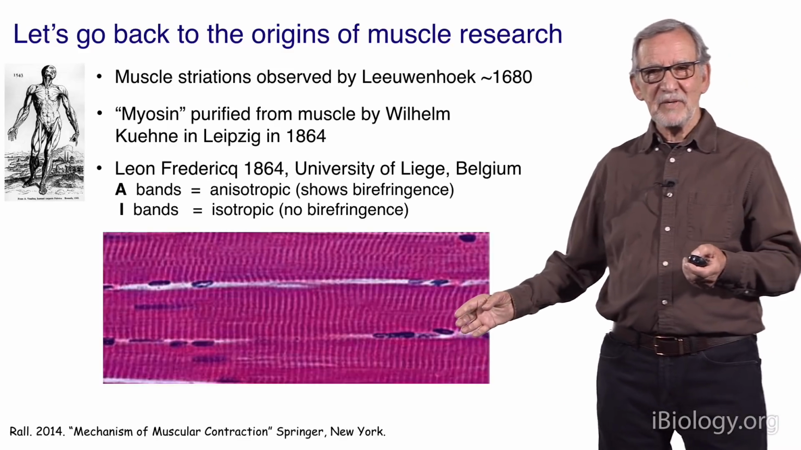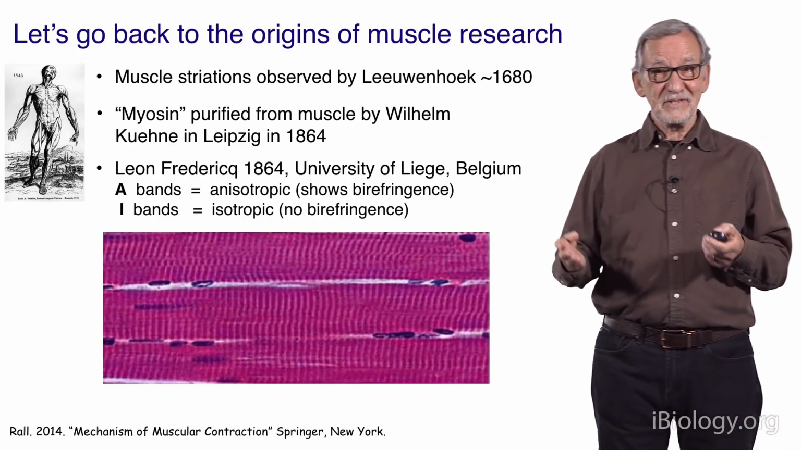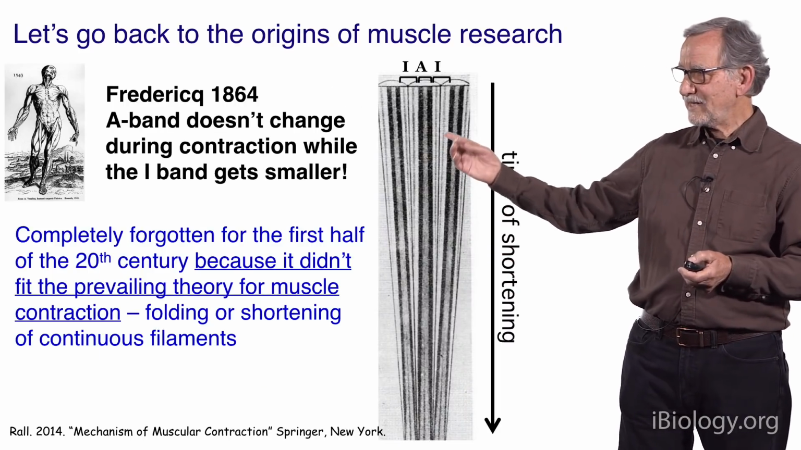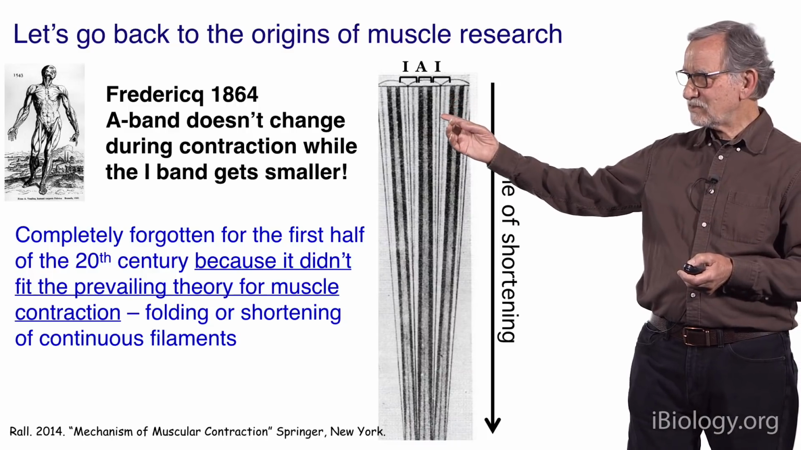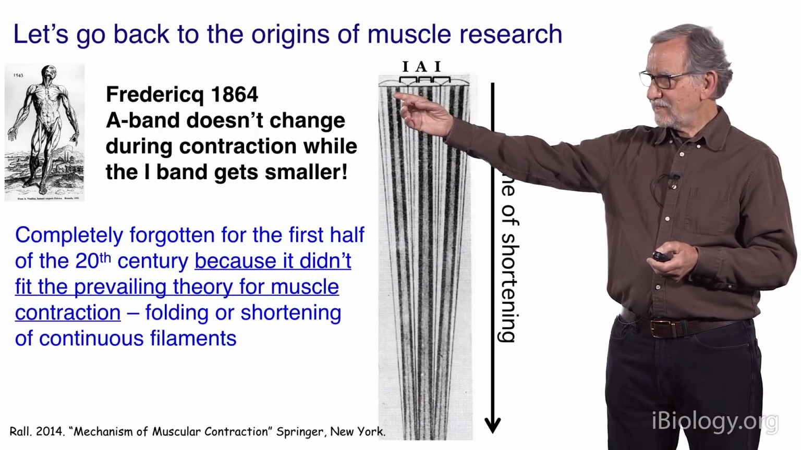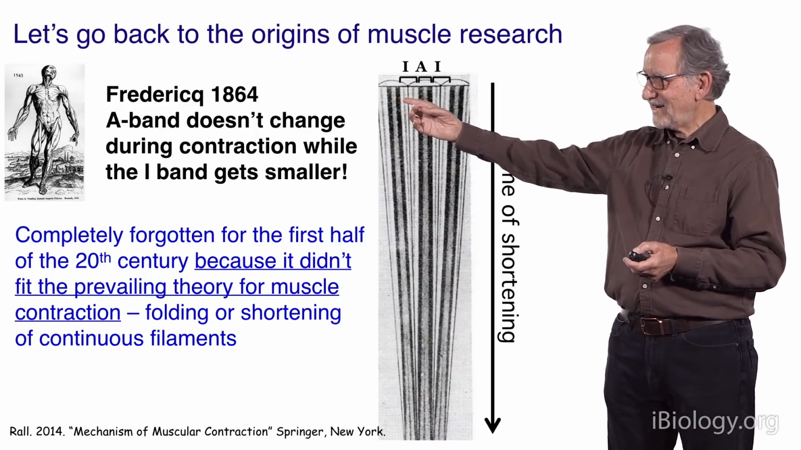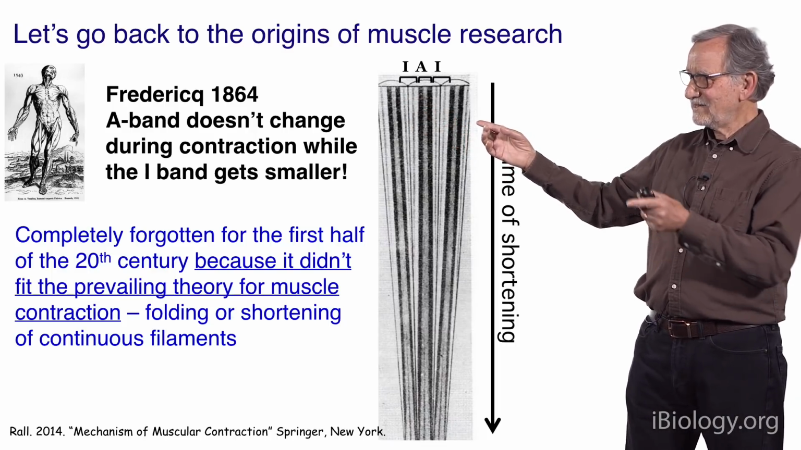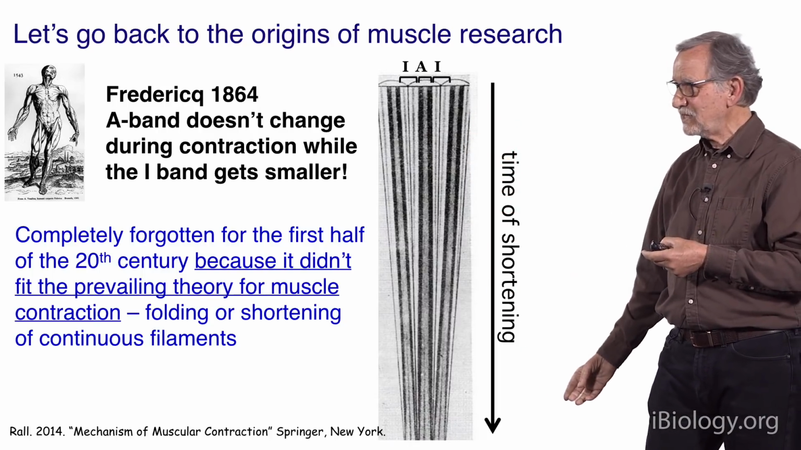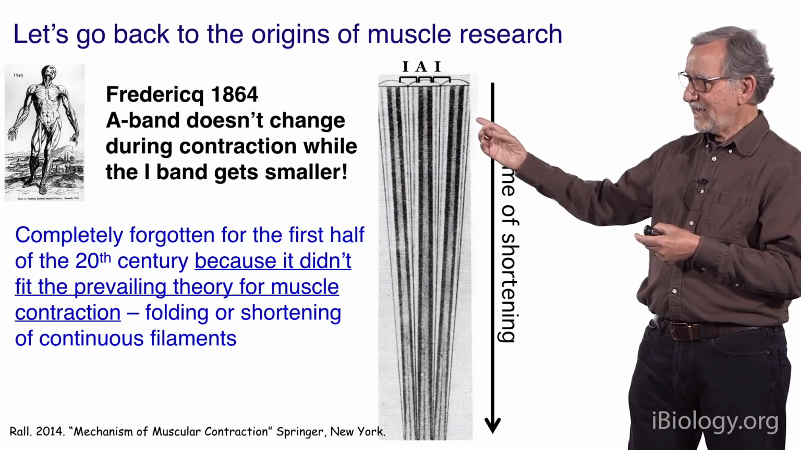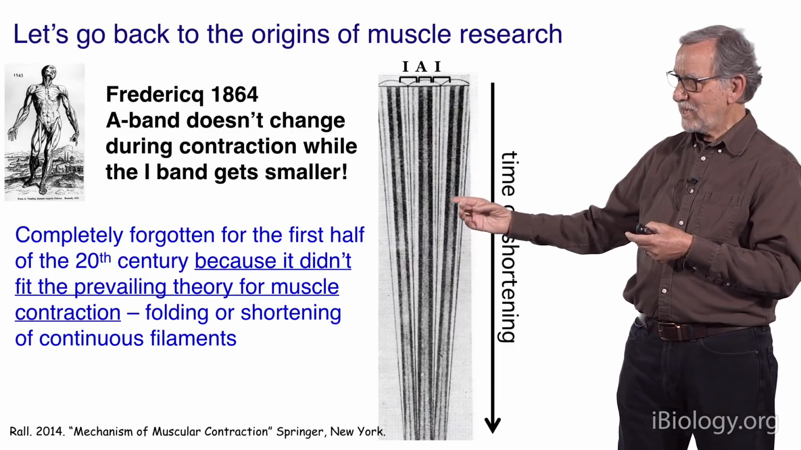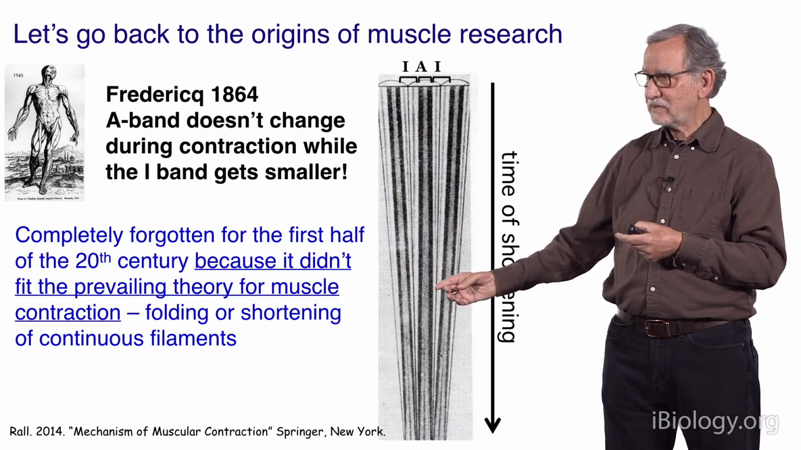And in an amazing experiment that even most of my muscle colleagues, I think, don't really know about or remember, he showed way back in 1864 that when the muscle shortens, and what we're looking at here is the distribution of bands across as a function of time of shortening going down here. And you can see that as the muscle shortens, the A bands do not change in size, but the I bands get smaller and smaller and disappear.